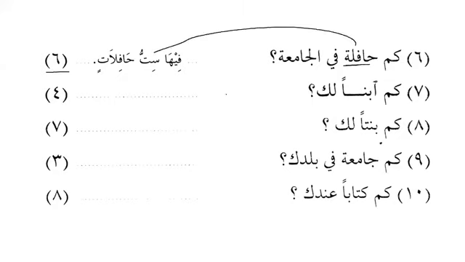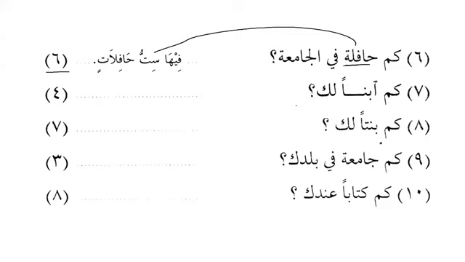Then we have Kam hafilatan fil jamiati. How many buses are there in the university? And you want to say there are 6. Okay. So how will we say? Fiha sittu or sittatu? Yes, please. Sittu hafilatin. Excellent. We can't add ta marbuta because hafila is feminine and the number should be opposite in gender. So we will say sittu hafilatin.